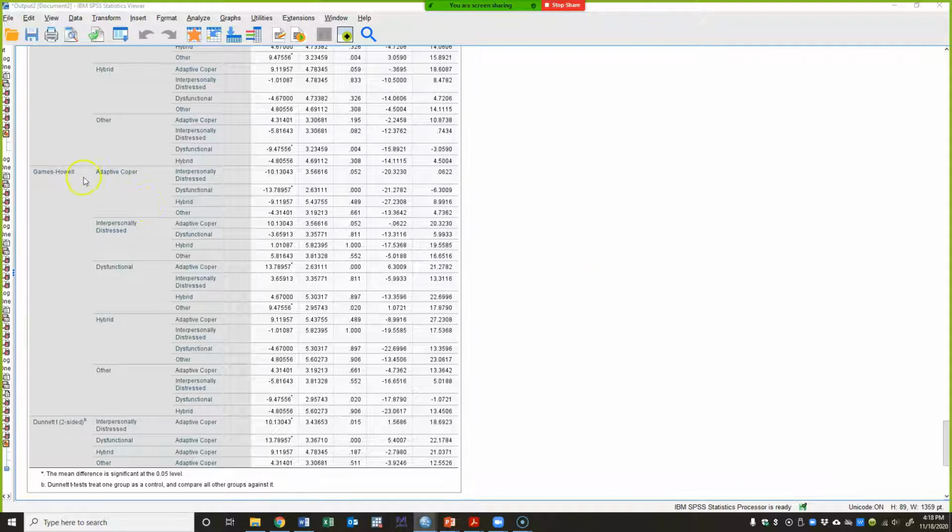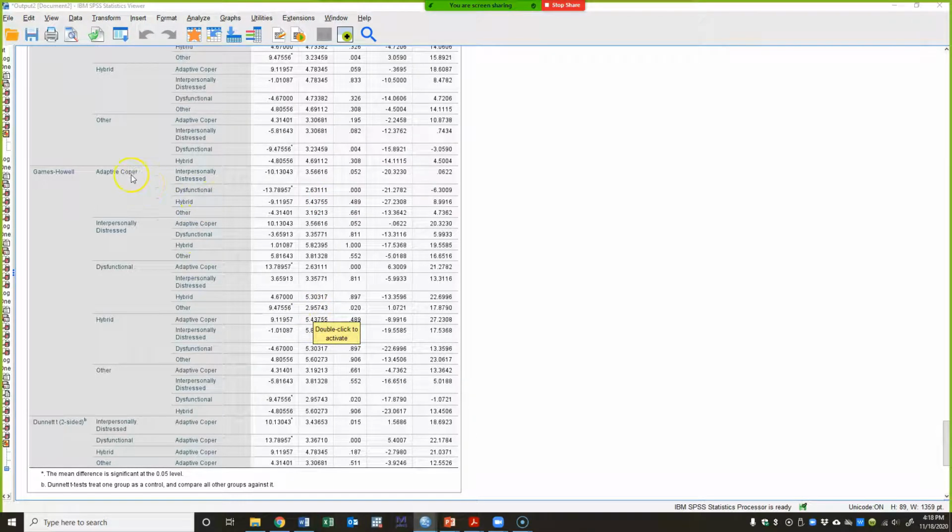What we've got is a comparison group. So we've got adaptive versus distressed. We've got adaptive, functional, adaptive, hybrid, adaptive, other. Then we've got distressed, adaptive, distressed, dysfunctional, distressed, hybrid, distressed, other, dysfunctional, adaptive. These are the same tests listed over and over and over again across this table. So what we need to do is go through and say, what's different than what, based on what we've got going on here, right?